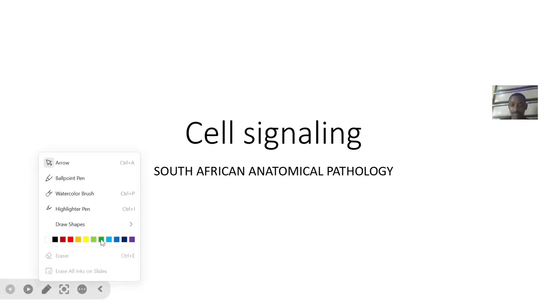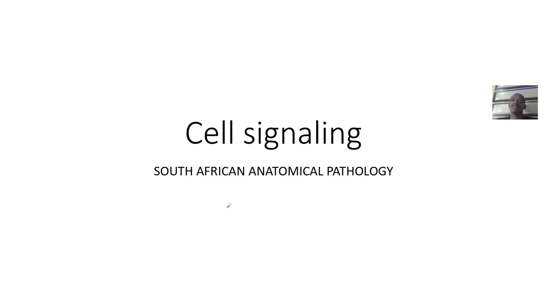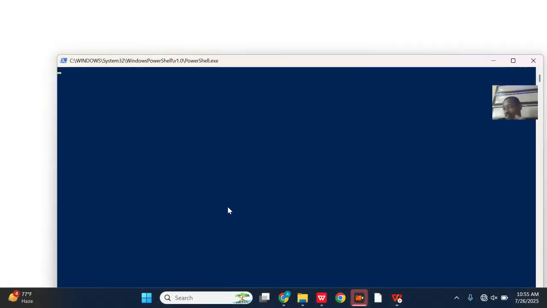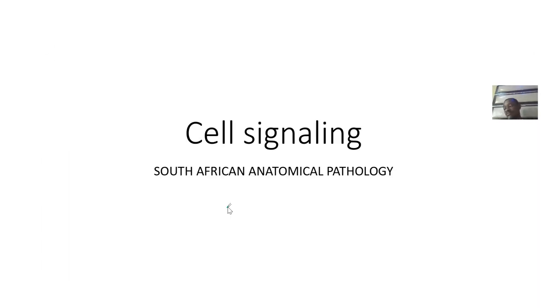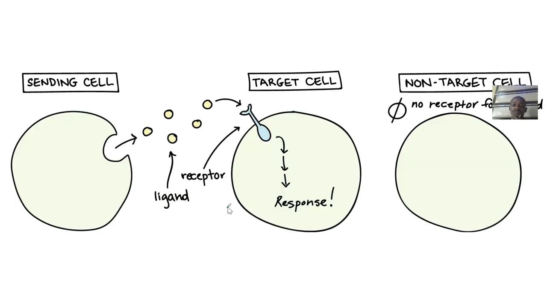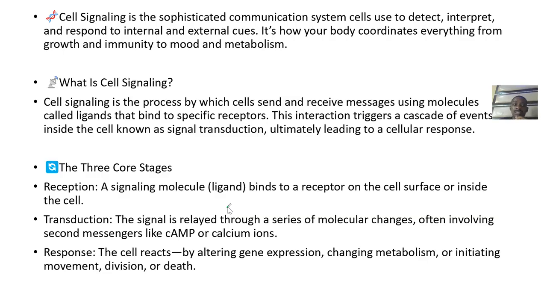So cell signaling, from the topic, you could just see that this has to do with how one cell will be able to pass information to another cell. Now, this information could be for them to actually do something or withdraw, but basically, those signals are for the well-being of your body. So cell signaling, we said, is the sophisticated communication system. It is used to dictate, interpret, and respond to internal and external cues, or you could say basically stimuli.